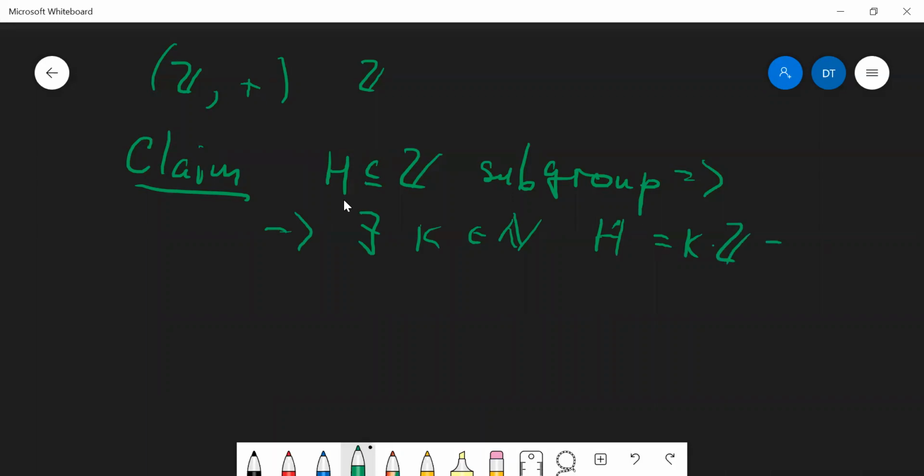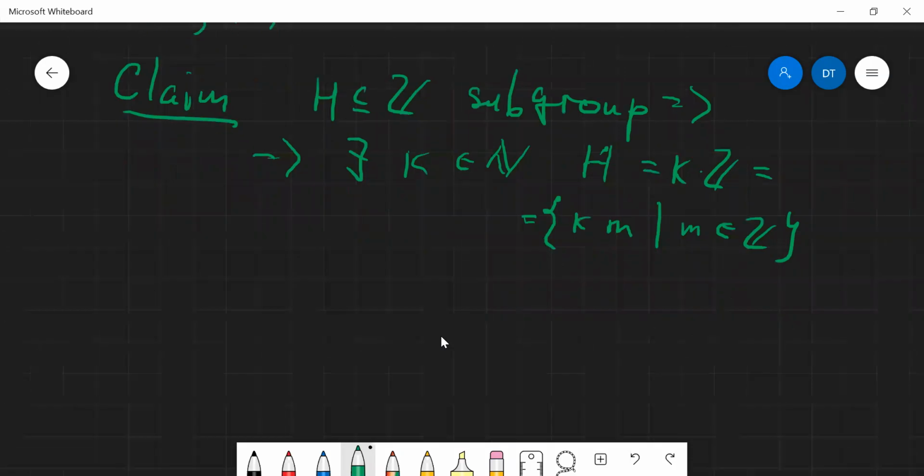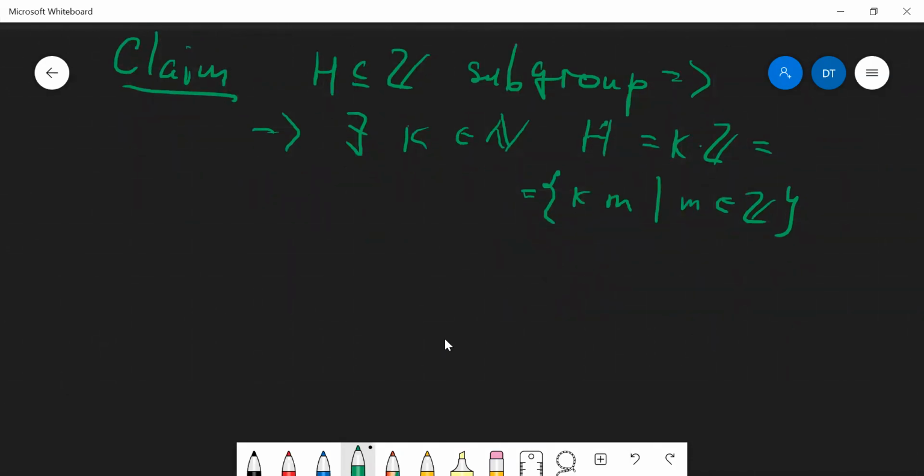The latter means that we consider all possible elements of the form k times m, where m is an arbitrary element in Z. So every subgroup of Z is of this form. Do you have any questions regarding the claim, the statement of the claim? If you have any question, then ask or write your question in the chat.